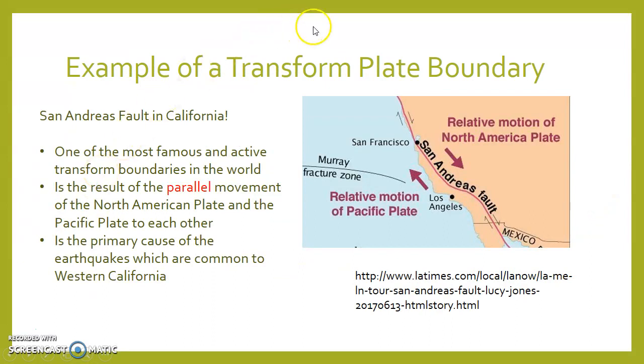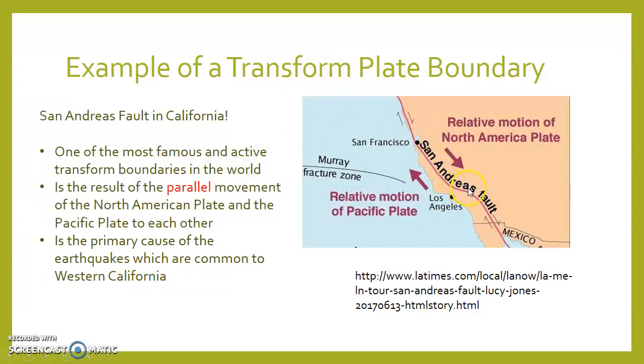So an example of a transform plate boundary, we have the San Andreas Fault in California. It's probably the most famous and active transform plate boundary in the world, and is the result of the parallel movement of the North American plate here, and the Pacific plate moving here. You can see the North American plate is moving towards the southeast, the Pacific plate is moving towards the northwest, and these parallel and opposing forces create what we know as a transform plate boundary.